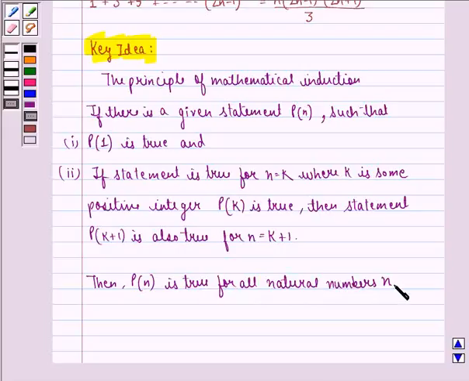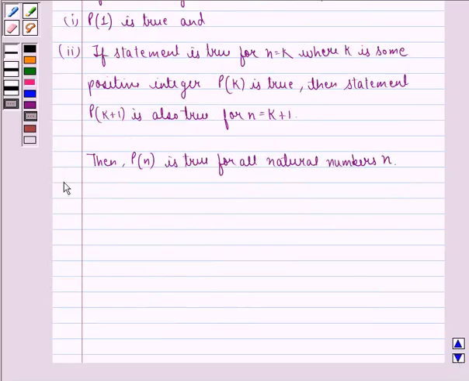n. Using these two properties, we will show that the statement is true for n equal to 1, then assume it is true for n equal to k, then we prove it is also true for n equal to k plus 1, hence proving that it is true for all n belonging to natural numbers. Now we start with the solution.